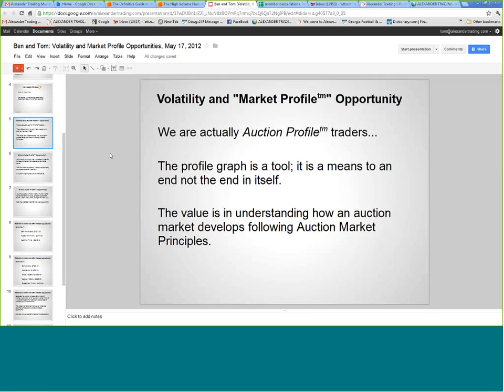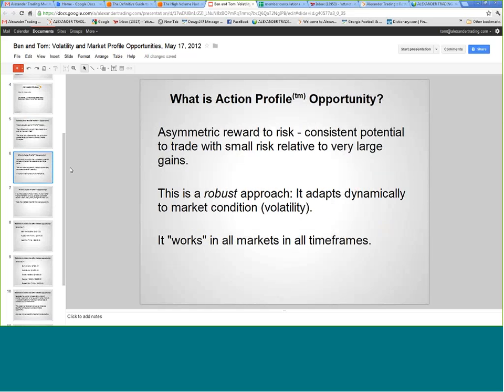The value of this methodology, and this is why it's not this red light, green light that everybody would love to have, but unfortunately doesn't exist and never will, is in understanding how an auction market develops, following auction market principles. Ben mentioned there are only 2 phases of market development, balance and imbalance. A market is either in a consolidation or it's trending, and it transitions from one to another in all degrees of time, and this is a process that's ongoing all the time. Now that's grossly oversimplified, but it's accurate. What are we looking for as an auction market trader, as an auction profile trader? We're looking for specific situations.